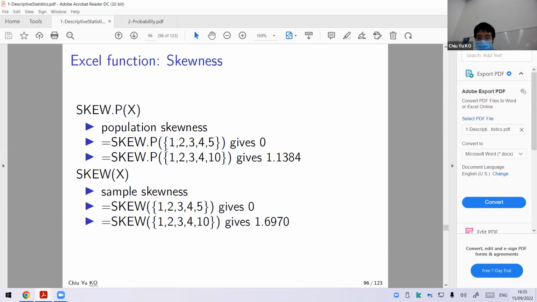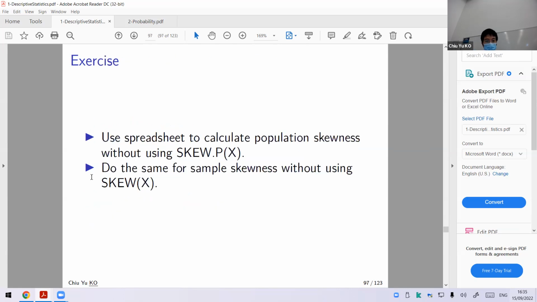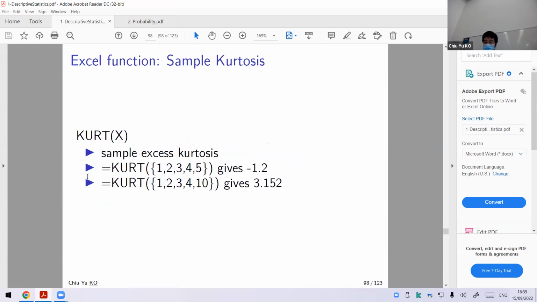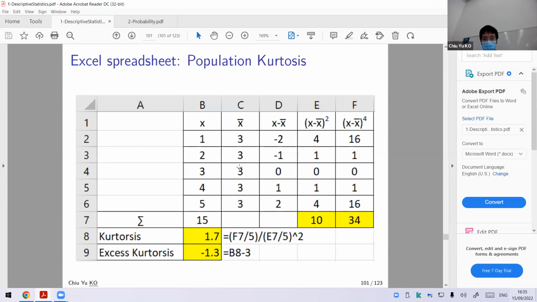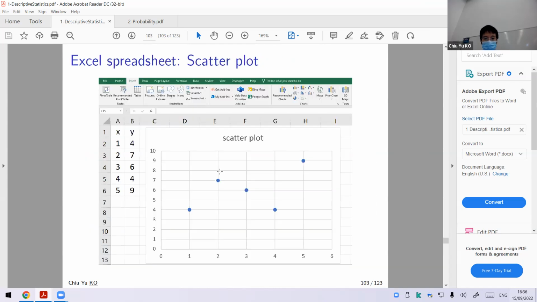And I think last time we talked about skewness and kurtosis, right? SKEW.P is the population skewness, and the one without P is the sample. There's no dot S. And then this is the sample excess kurtosis. You can check that all these inputs should be consistent with what you find in your slides. So this is all the calculation here. This I skip.